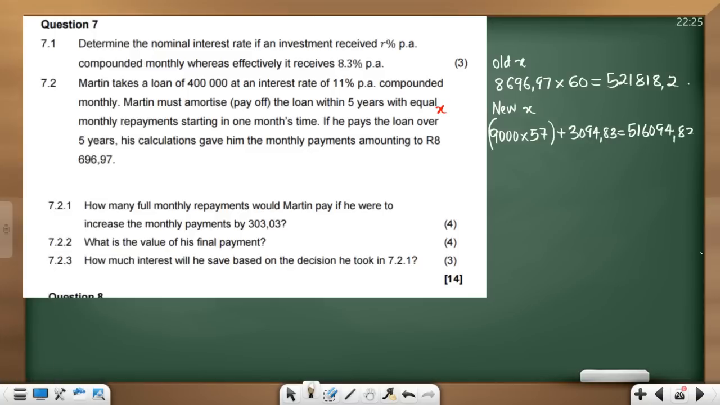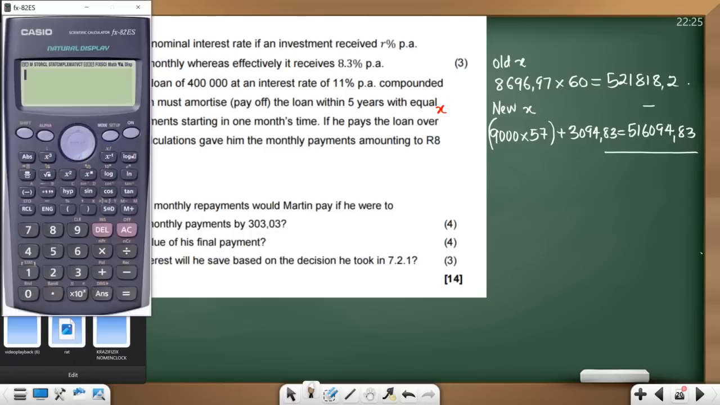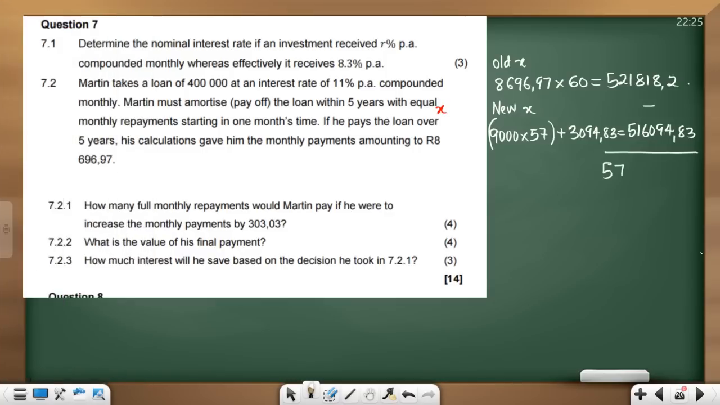Okay, so all we need to do is to subtract to get the interest, or the money that he saved. 521,818.2 minus 516,094.83. All right, this guy saved a lot. 5723.37. This is how much he saved. All right, just check, make sure there are no mistakes, and that is finance.